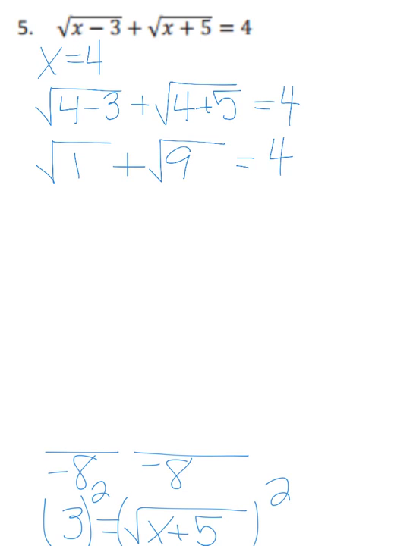is equal to 4. The square root of 1 is a perfect square, which gives you 1, and the square root of 9, which is also a perfect square, will give you 3. And does that equal 4? Hopefully you see that 1 plus 3 does equal 4, so 4 equal 4. So this one does check out.